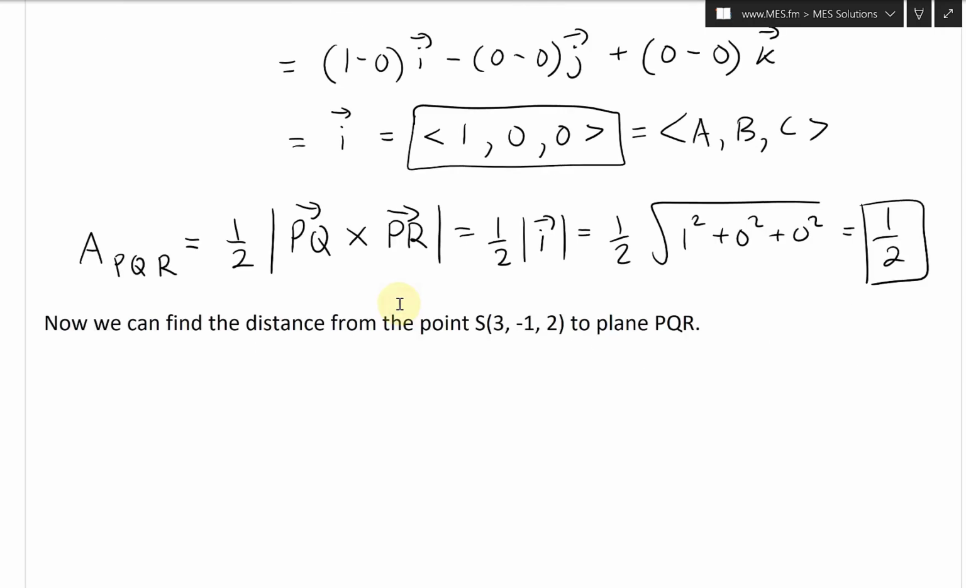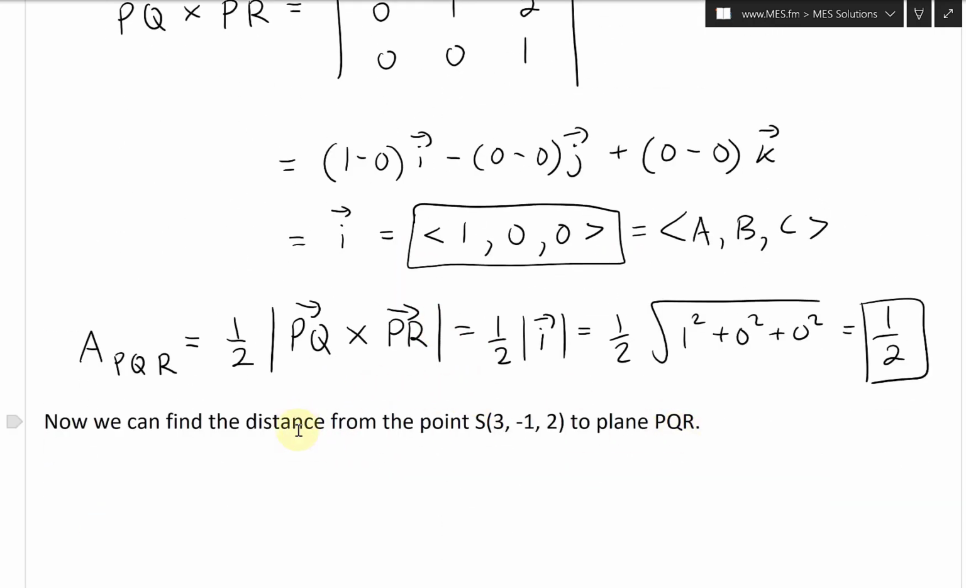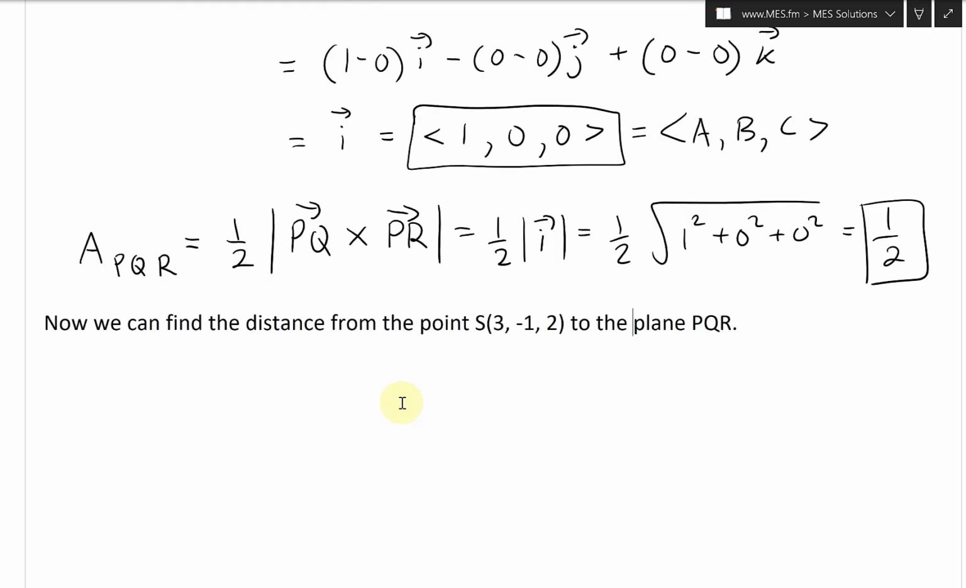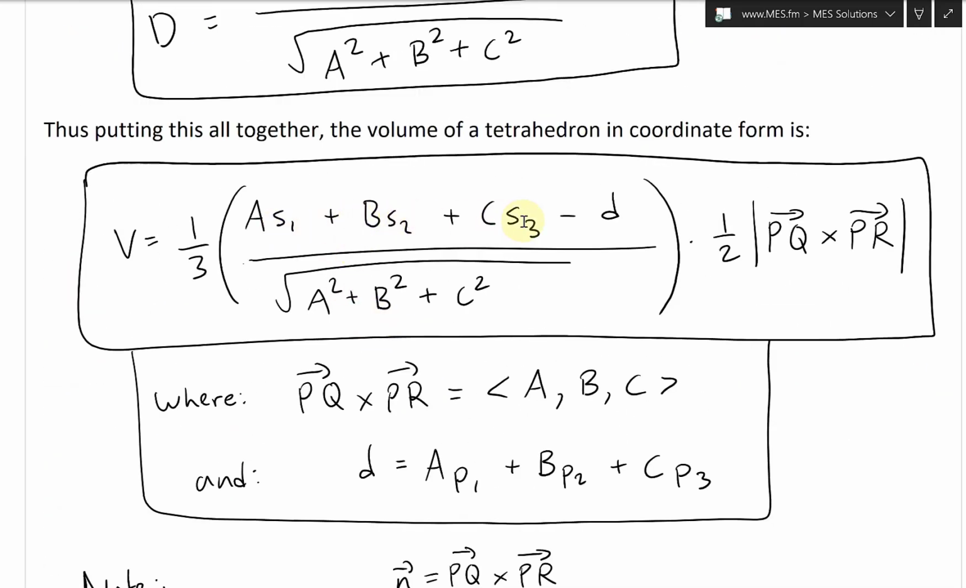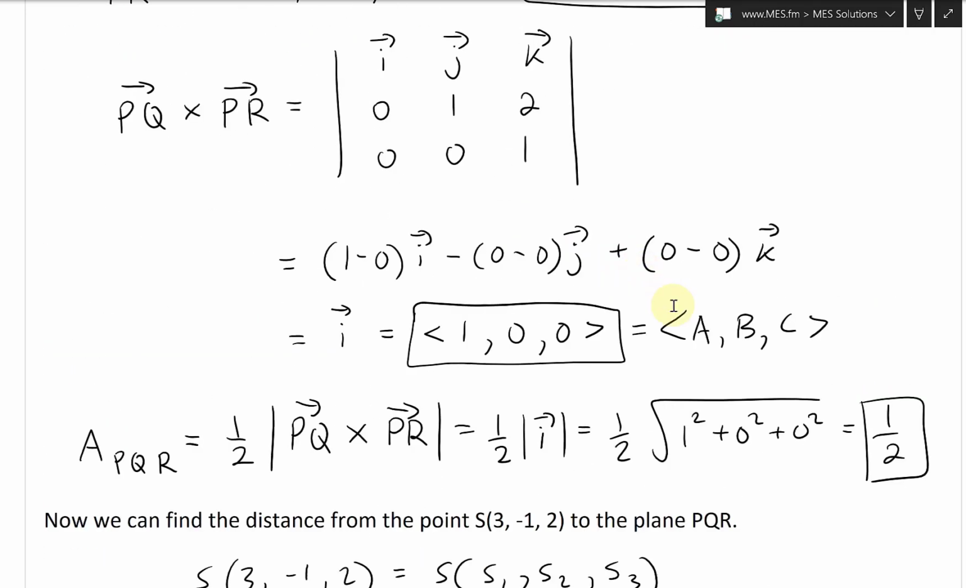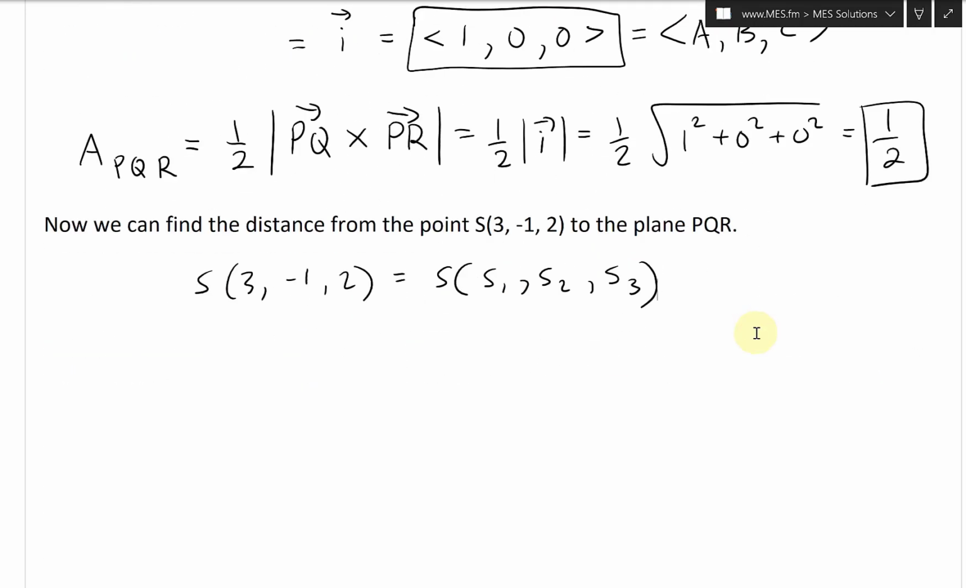Alright, now that we have this, the next step is to find the distance from the point S, which has coordinates 3, -1, 2, to the plane PQR. So let's write this down. We have our point S right here, 3, -1, 2. In other words, these are the coordinates S1, S2, S3 that we were looking at, and that is for the equation. So there's S1, S2, S3. And we already know what ABC is. ABC is this right here. Let's just write that down.